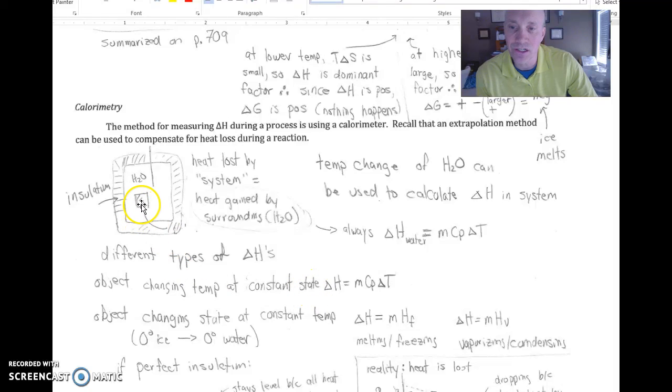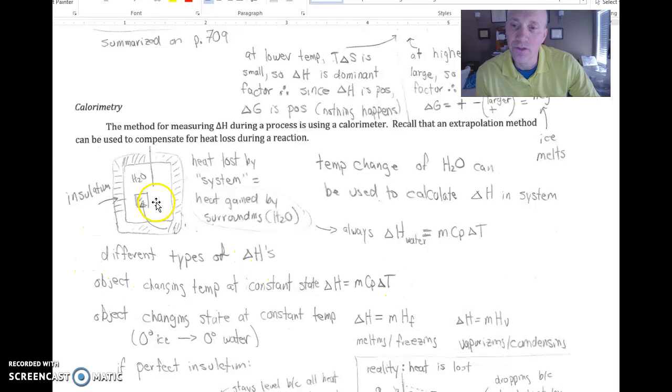The thing that changes about the metal would be its temperature. So we could calculate its delta H by using mCp delta T. This would be the mass of that block. This would be the specific heat, and this would be the change in temperature.